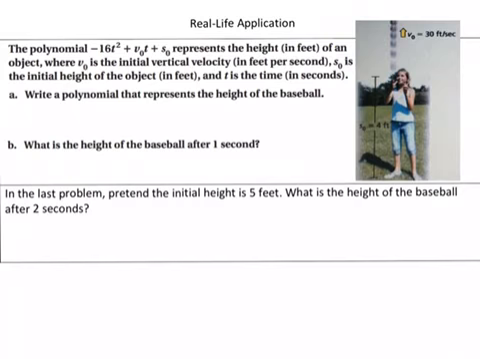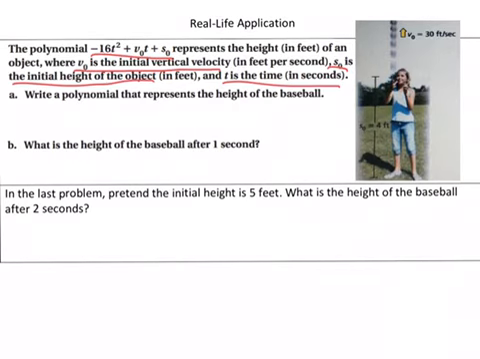So now we're going to connect all of this to a real-life example. We're given a polynomial. That looks kind of crazy, I know, but they're going to say what all of the parts mean, which is going to be very helpful. So this is talking about the height of an object. So we have V0, which is the initial vertical velocity, and S0 is the initial height of an object, just so that we know. T also means time.